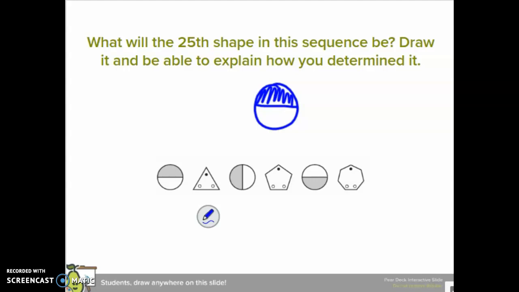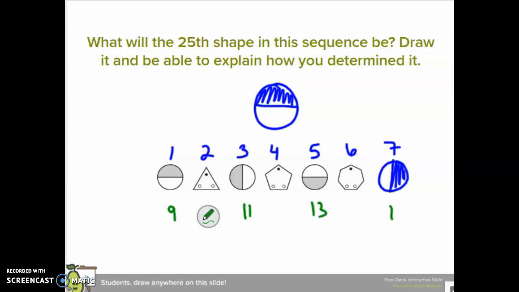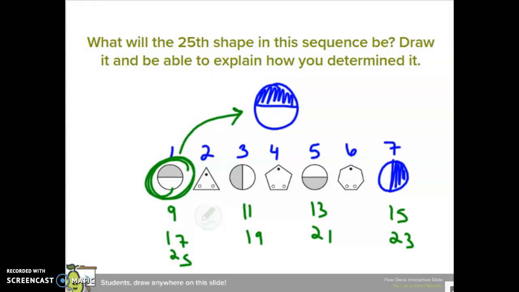Now, how I determined it: I noticed that these were the odd ones. So I put in the last of the circles just for my own mental sake. Then I went through and thought, okay, that's the 7th, so this one would have to be the 9th, the 11th, 13th, 15th, 17th, 19th, 21st, 23rd, and then I got to the 25th. So that's how I determined this shape to be the 25th.